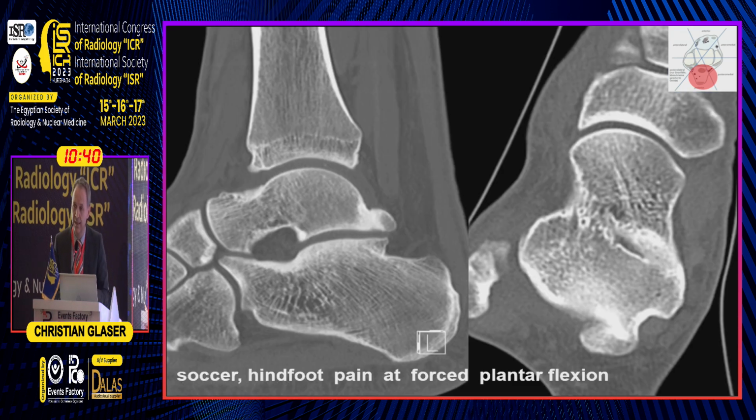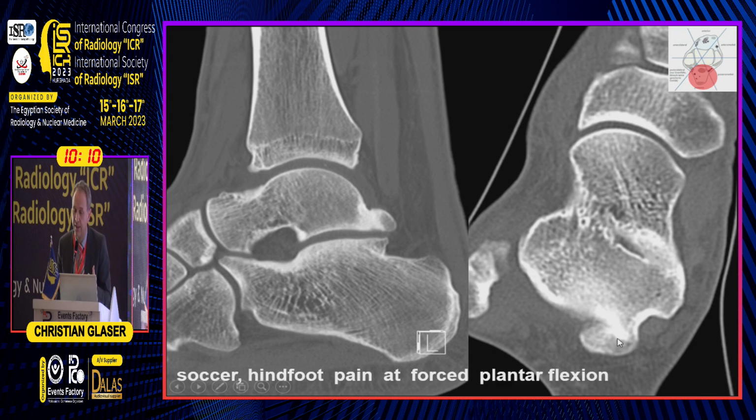So this is an example of a soccer player. He's a first league soccer player. He couldn't shoot anymore because he had pain posteriorly when he hit the ball. And it was attributed to this very prominent medial tubercle of the posterior process of the talus. The steep, elongated, small, longish lateral tubercle would be here in terms of a Stieda process.